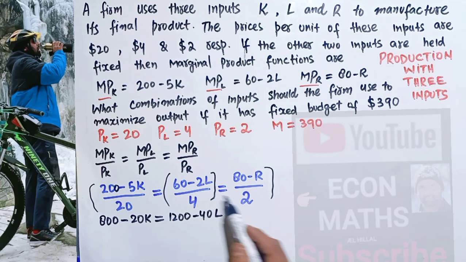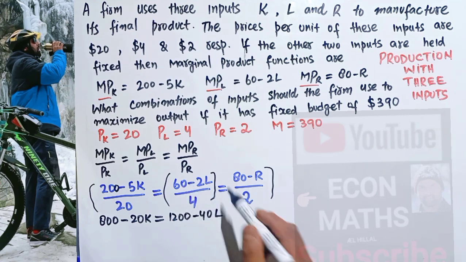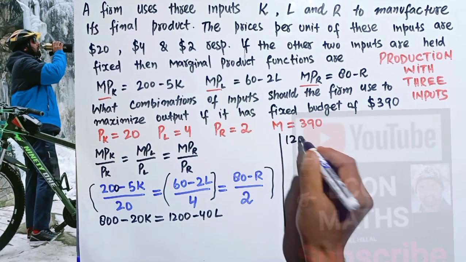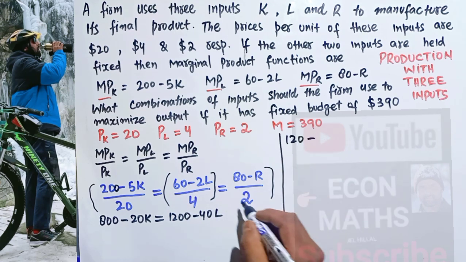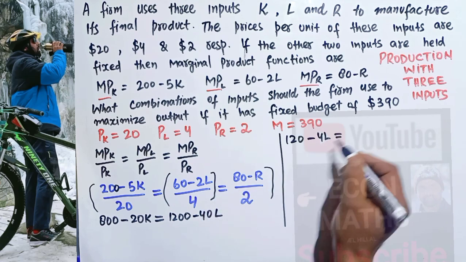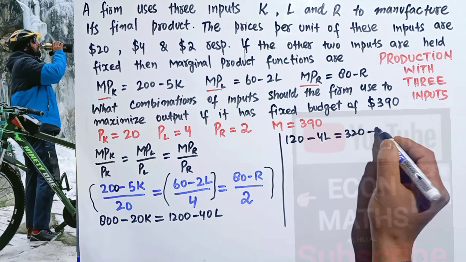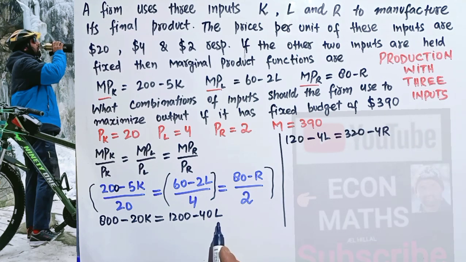Let me write another equation here. Now we also equate these two relations, that is 2 into 60 is 120 minus 2 into 2 is 4L, should be equal to 4 into 80, which comes out to be 320 minus 4R. Let us solve the first equation first. So this becomes 40L. If I transpose it here, it will become positive. 40L minus 1200 minus 800 comes out to be 400, should be equal to 20K.